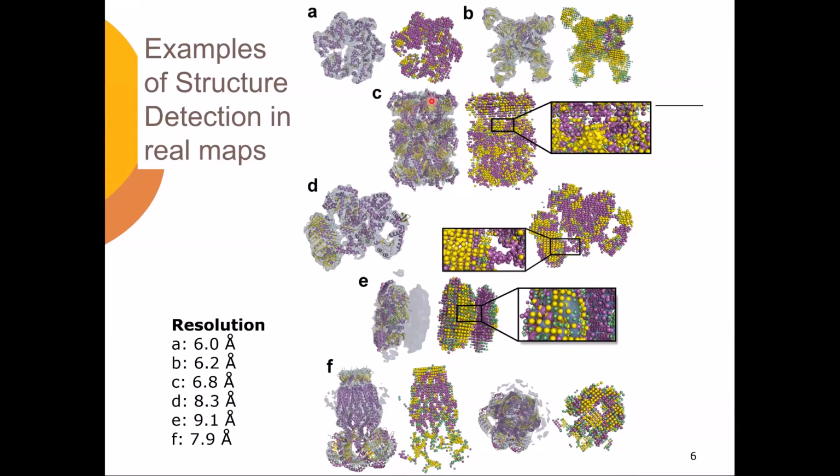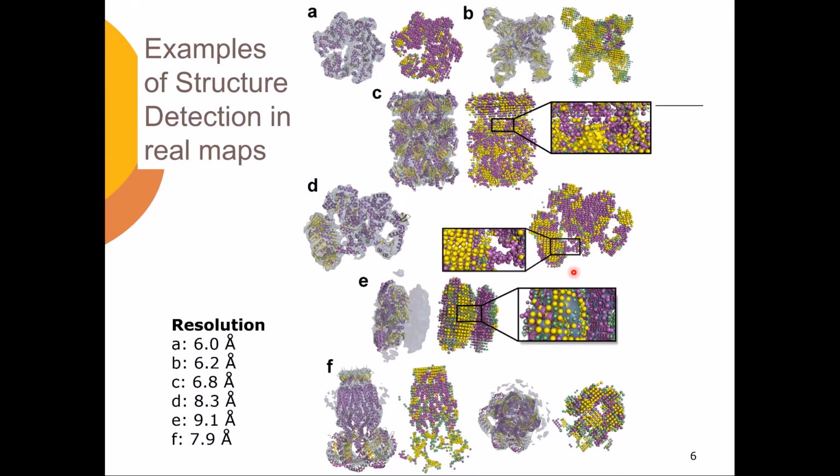In each panel, on the left I'm showing the cryo-EM map and also the authored structure. On the right is the secondary structure detected by this deep learning method. The color magenta is alpha helix, yellow is beta strand, and here are the resolutions. Just visually, you can see that the secondary structure patterns agree relatively well. In those examples, the accuracy is around 70%.